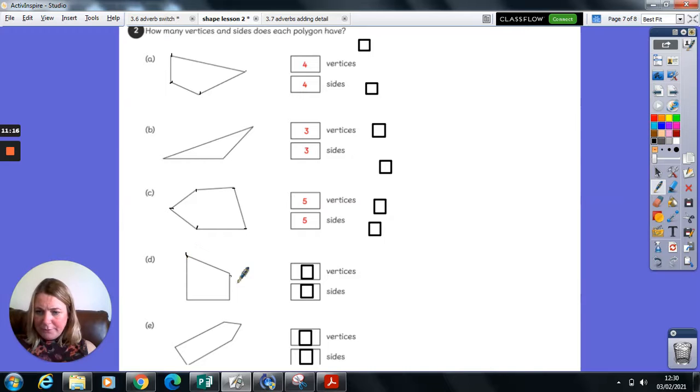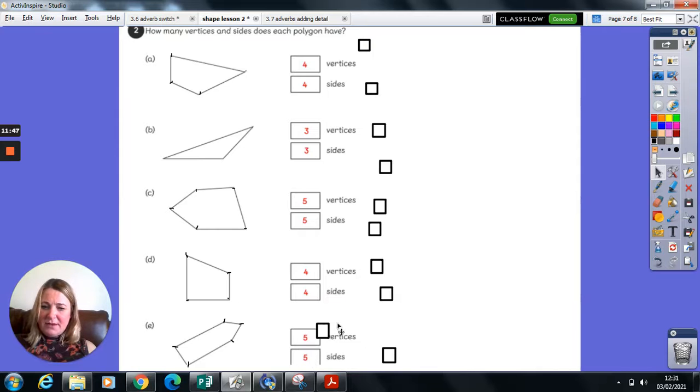Check this one. 1, 2, 3, 4. Oh, it's actually a quadrilateral. So I know it has 4 vertices and 4 sides. And finally, we have 1, 2, 3, 4, 5 sides on this polygon. So it must have 5 vertices too.